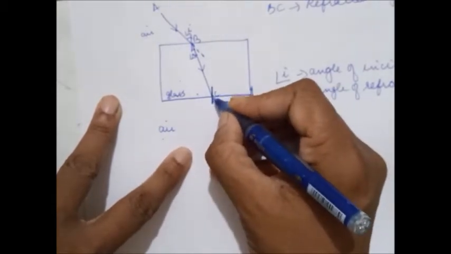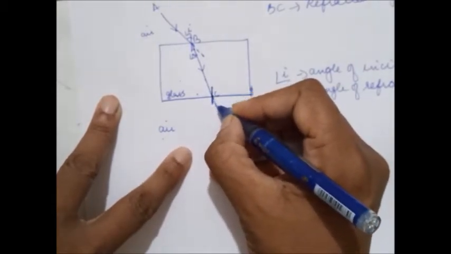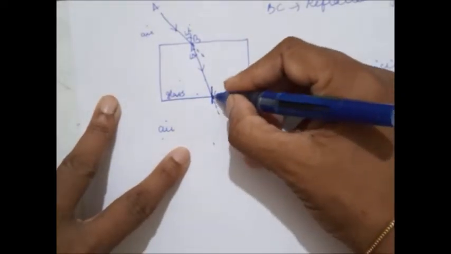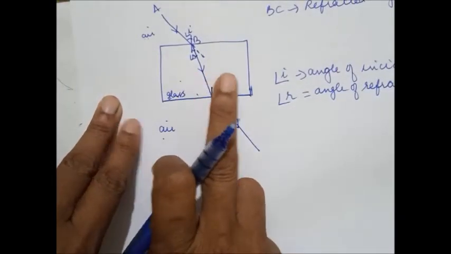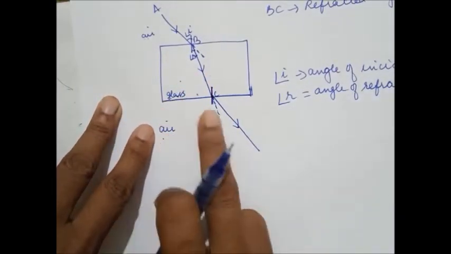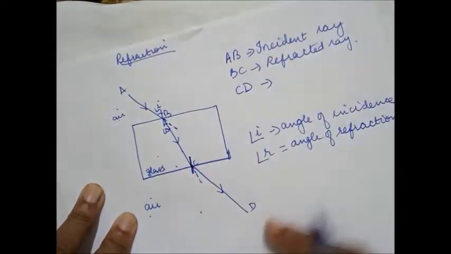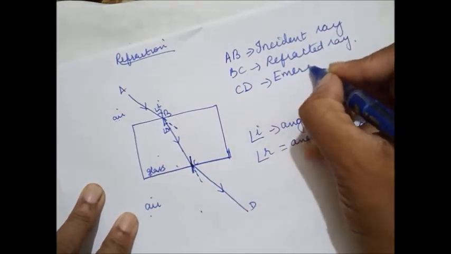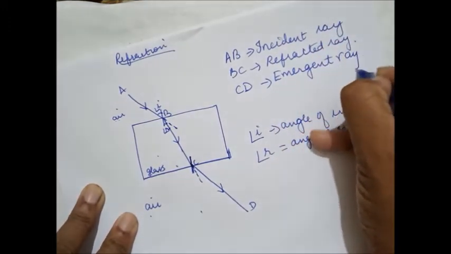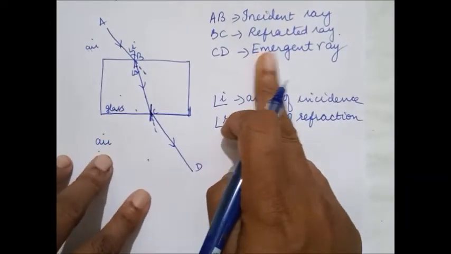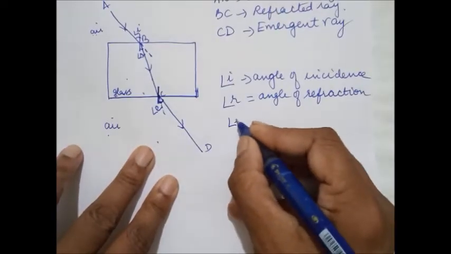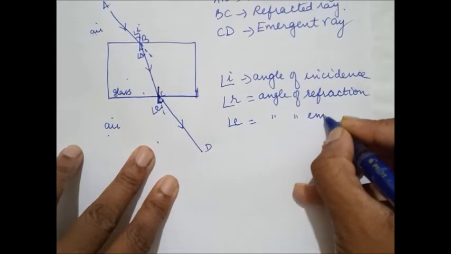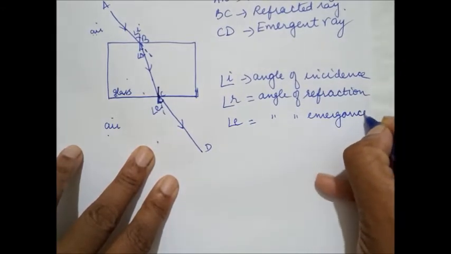Originally the path is like this. It should have gone like this, but it will go like this, away from the normal, because it is denser to rarer. So you get another ray called the emergent ray. This ray CD is called the emergent ray. The ray that emerges out of the glass block is called the emergent ray. And this angle is called angle E, angle of emergence.